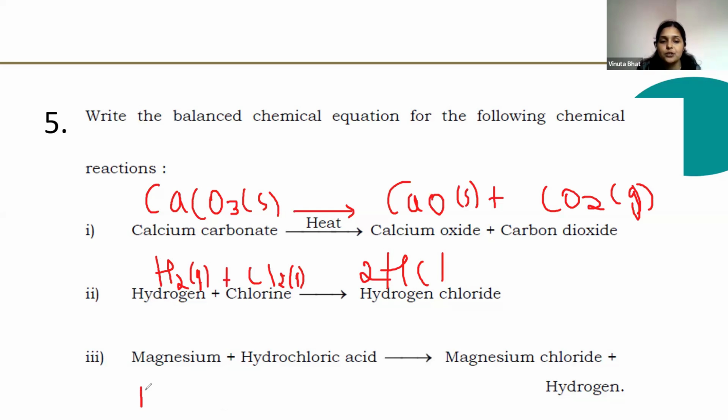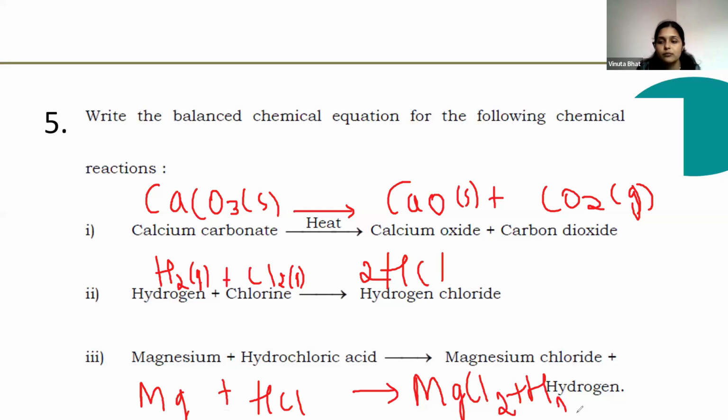Then magnesium, when it reacts with hydrochloric acid, forms magnesium chloride MgCl2 plus hydrogen. So here also MgCl2, H2, 2HCl. So like this, you should write the balanced chemical reaction. Mention the physical state also, the physical state of each reactant and the product.